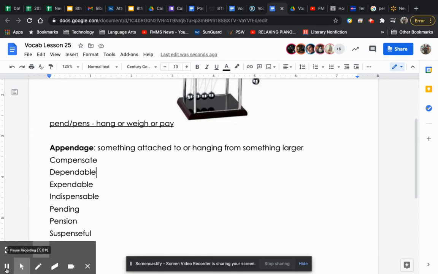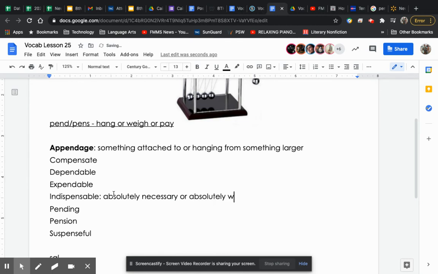Okay, the other word mentioned in that paragraph was indispensable. And indispensable means that it is absolutely necessary or absolutely worth paying for. Required.